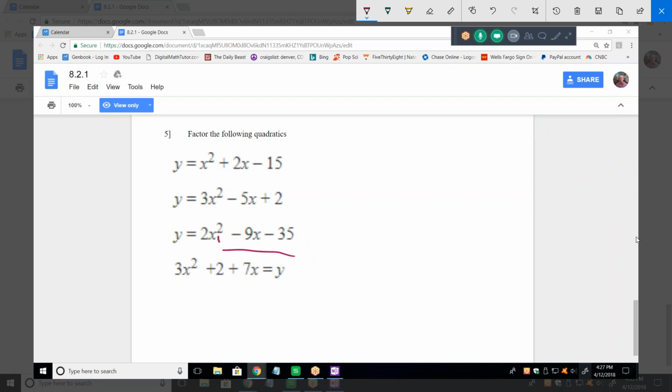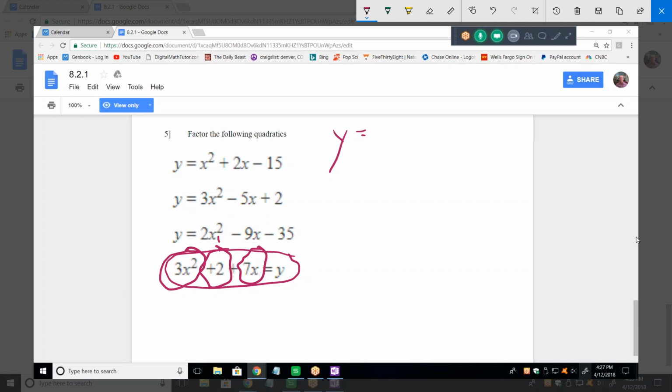So let's look at that one there. That's a little different looking than any of the others. Let's see if we can rewrite it for starters. How am I going to rewrite it in proper polynomial format? That's the first term. That's the second term. That's the third term.